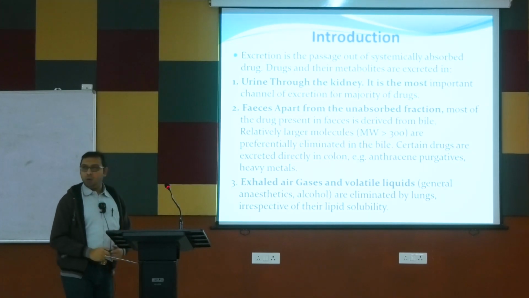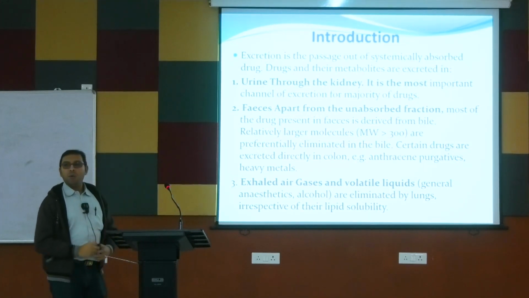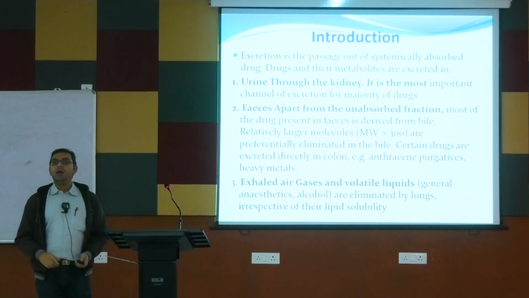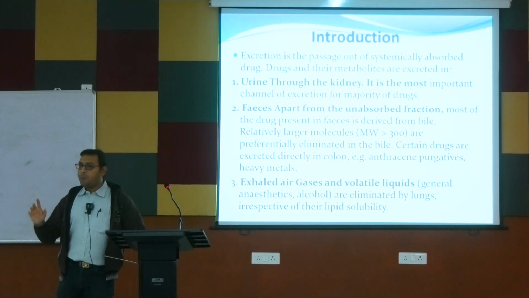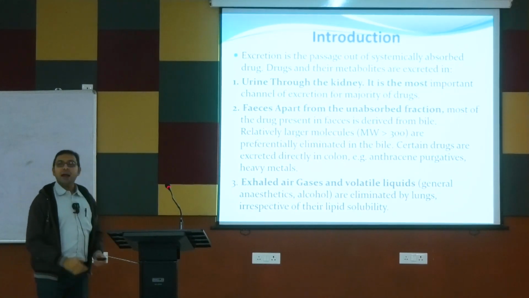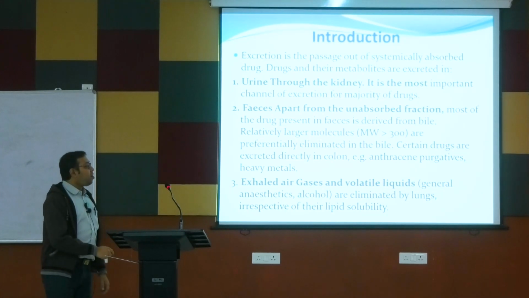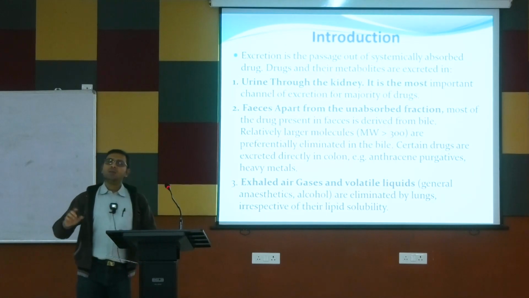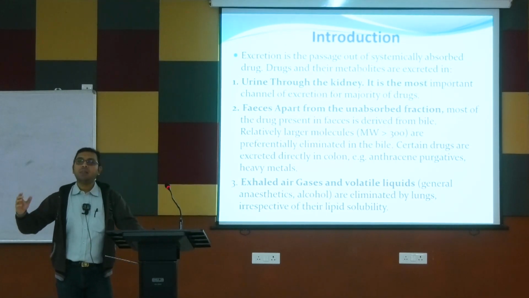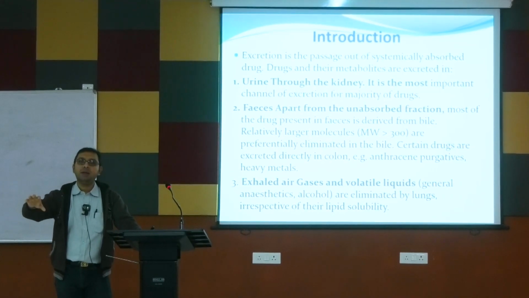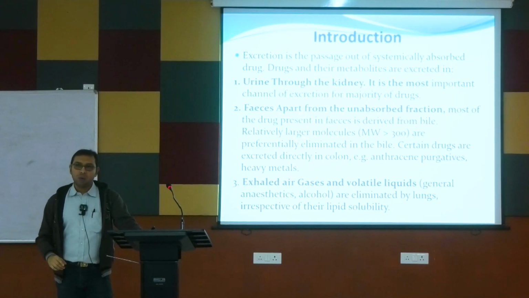Relatively larger molecules, that is when the molecular weight is greater than 300, are preferentially eliminated in the bile. So larger molecules are preferentially excreted in the bile. Certain drugs are excreted directly in the colon, like anthracene purgatives, heavy metals, etc. So there are different drugs. Some drugs are directly excreted in the colon. Some are larger molecules that come through the bile into the intestine and then pass out through the feces.